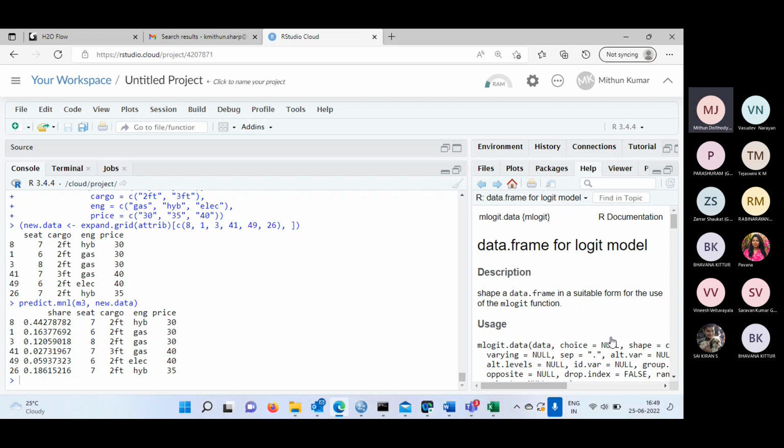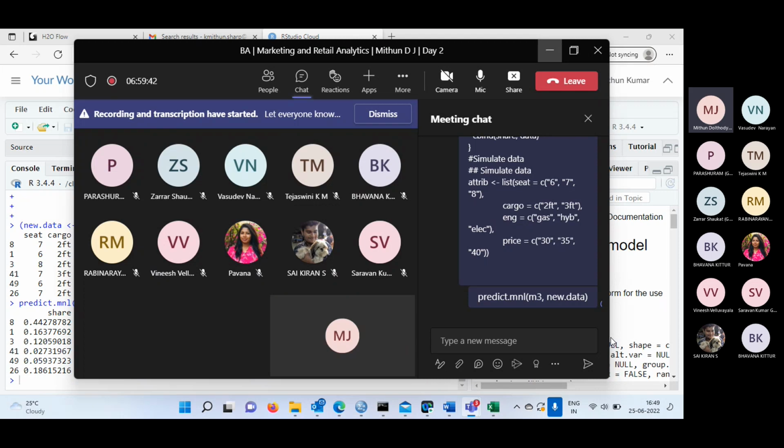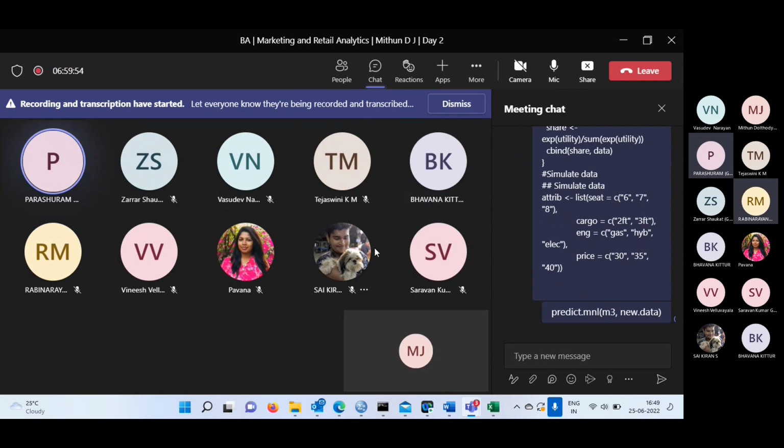Are you able to follow this, guys? Are you able to understand this? Are you able to follow this? It's a bit complex. Yes. Number of people responded, right? Sorry, hello, Mithun.